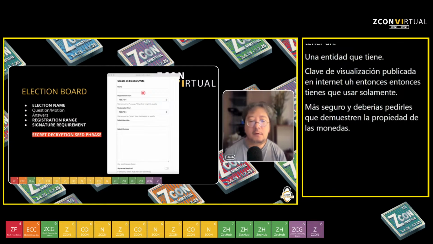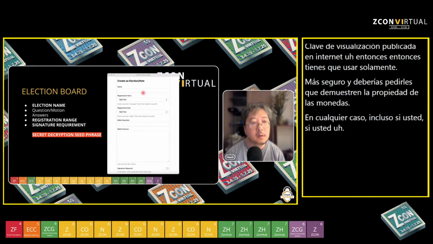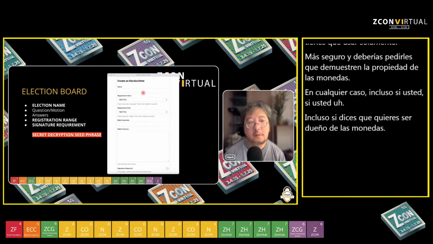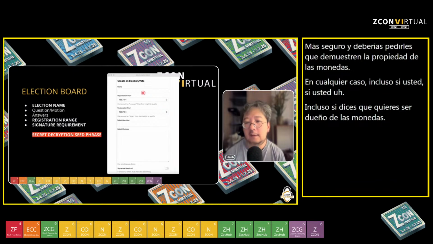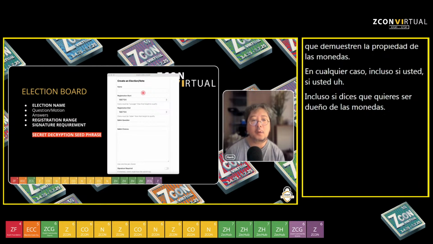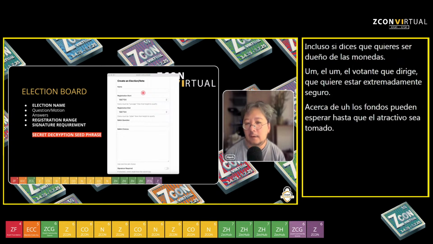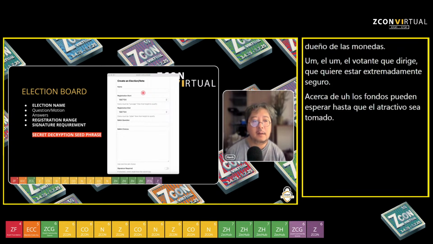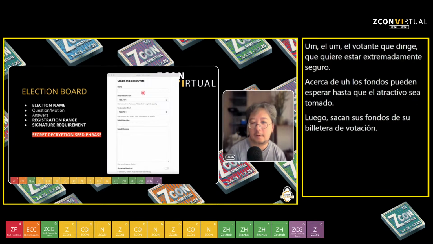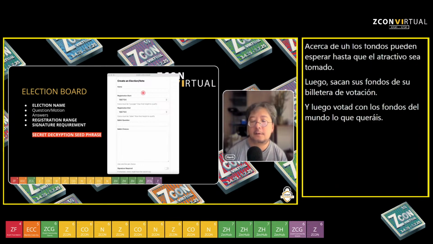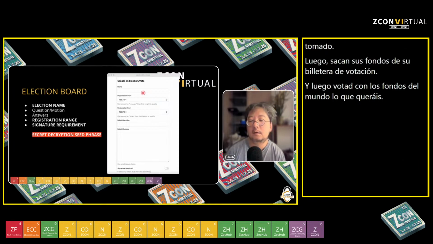In any case, even if you say that you want ownership of the coins, the voter, the elector who wants to be extremely safe about their funds, can wait until the snapshot is taken, then move their funds out of their voting wallet, and then vote with the voting wallet. Because once the snapshot is taken, the funds do not have to be in the wallet anymore. Right? So you could move your funds out and then vote.